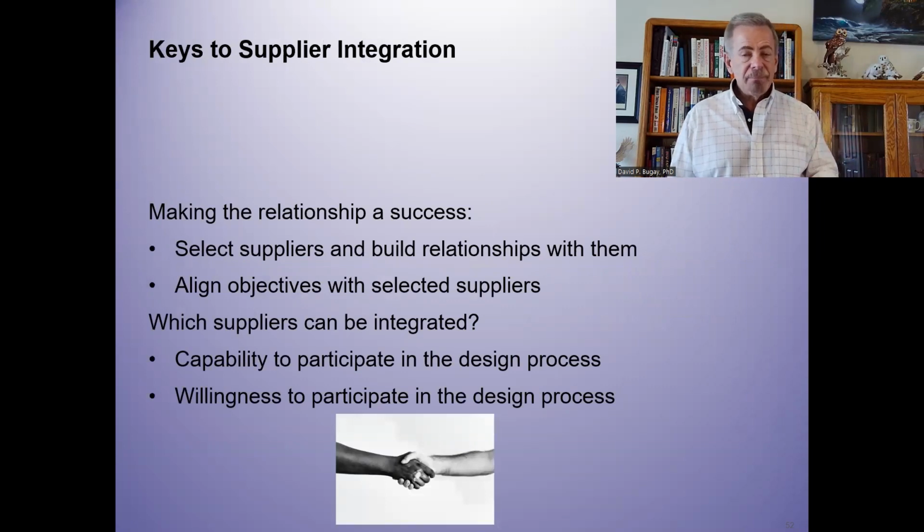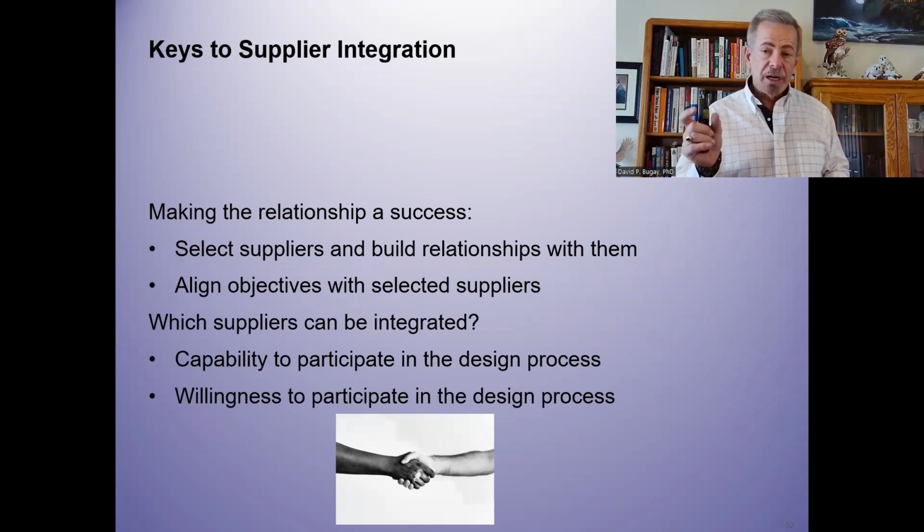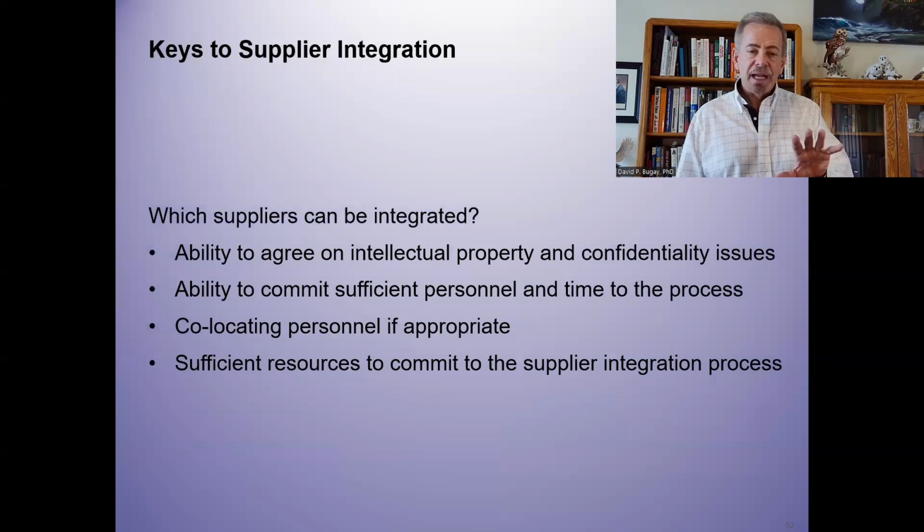Select the suppliers, build relations with them, align the objectives with the selected suppliers. Here's what we need. We know we can sell it. We have a hole in our product line over here. This is what we want. Can you sit down and supply us with the tools to make this happen over here? And then pay attention to them and have that dialogue. Which suppliers can be integrated?